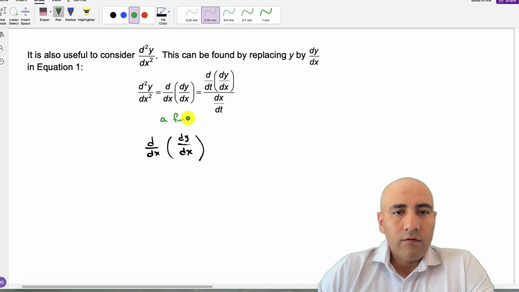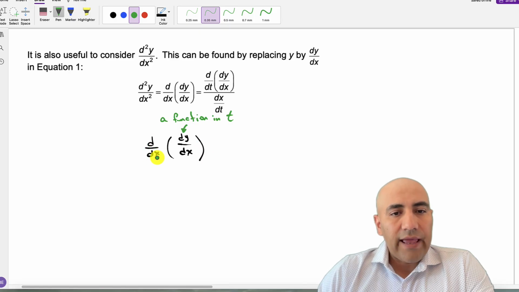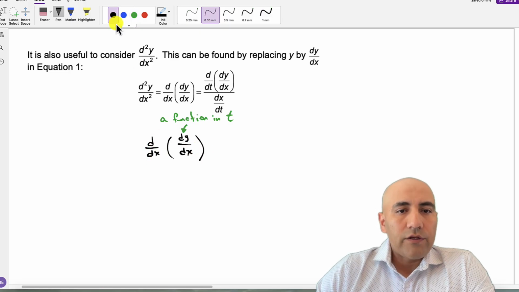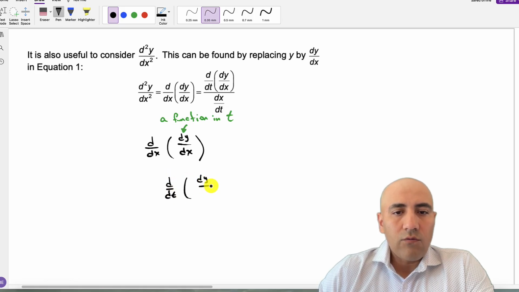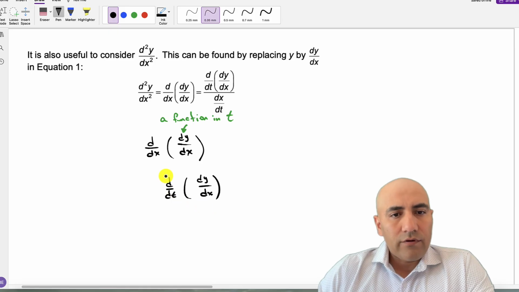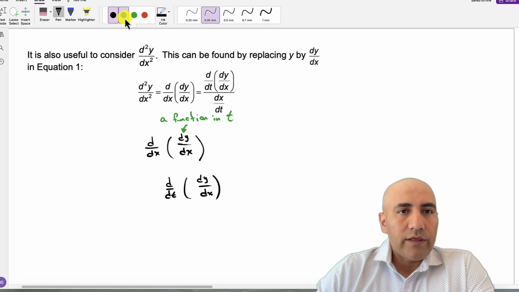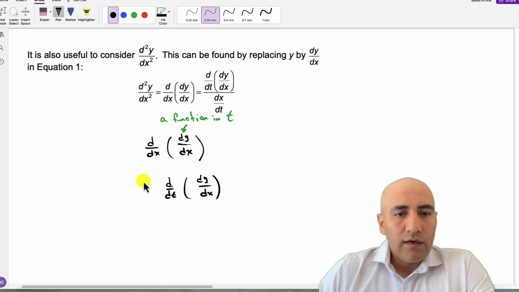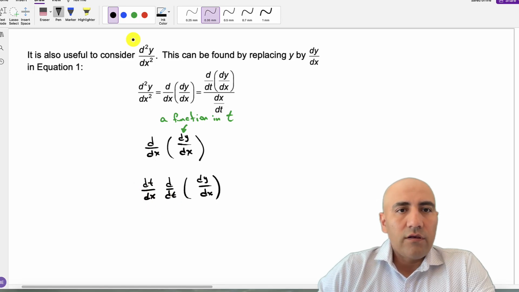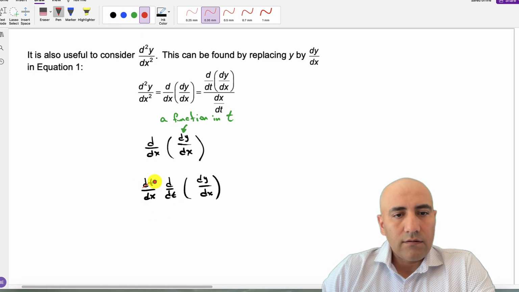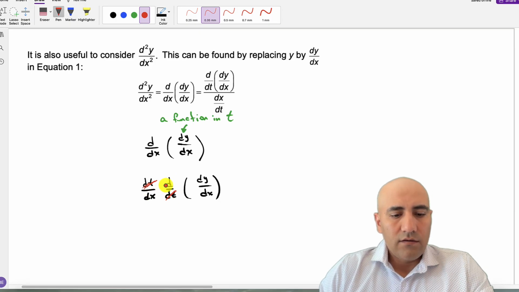A function in t, right? This guy right here. So when we want to find the derivative with respect to x of a function in t, what we really want to do is this. We want to take a derivative with respect to t of this function, dy/dx. However, we can't just replace the dx with a dt, so we also have to include a term of dt/dx, right? That way we can envision the dt's canceling, this and this cancel, and that's dx.